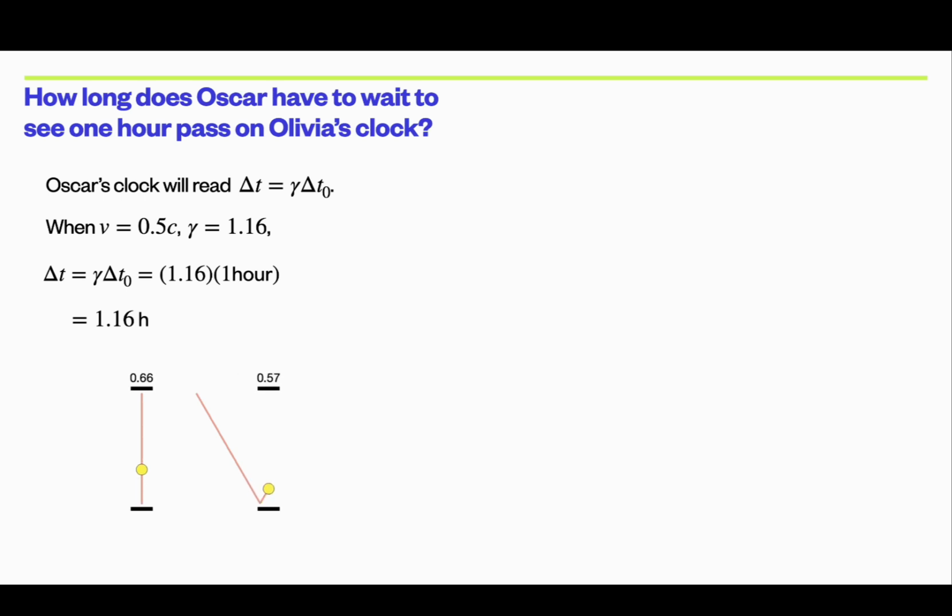Olivia's clock is on the right, Oscar's is on the left, from Oscar's point of view. And so we see that in order for one complete tick to evolve on Olivia's clock, you get a little bit more than a tick on Oscar's, which is time dilation. That's showing that Oscar sees Olivia's clock as running more slowly than his own.